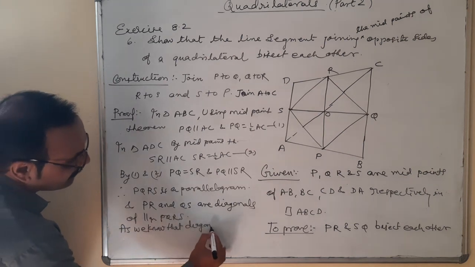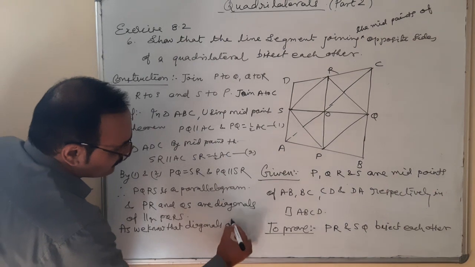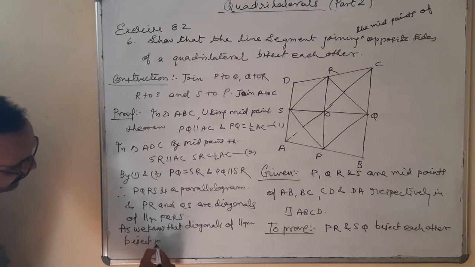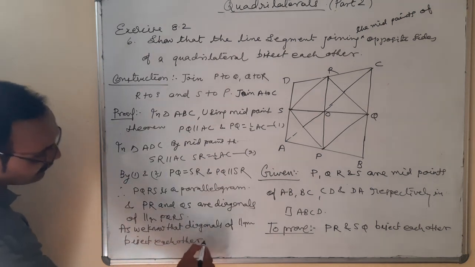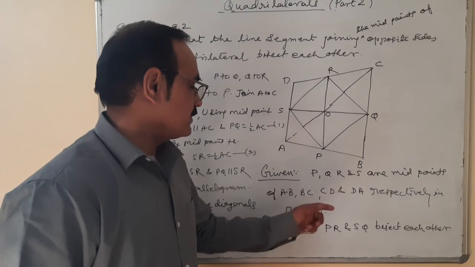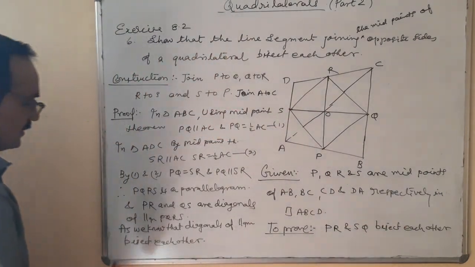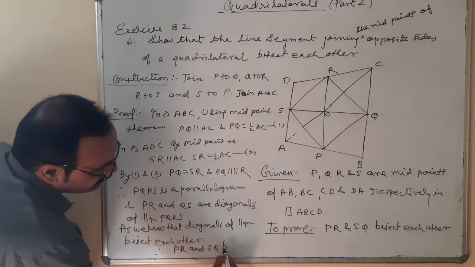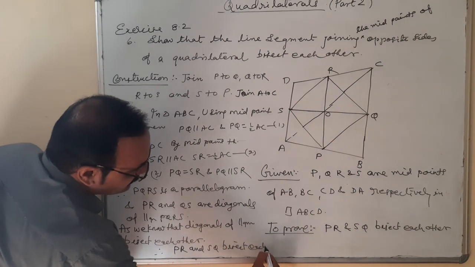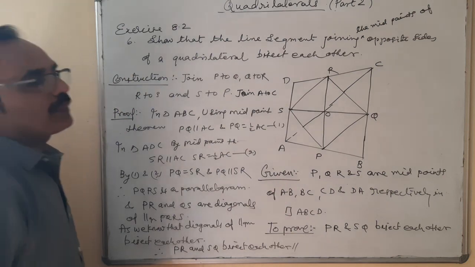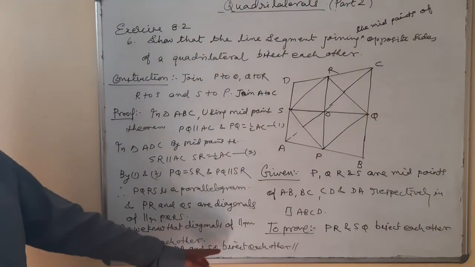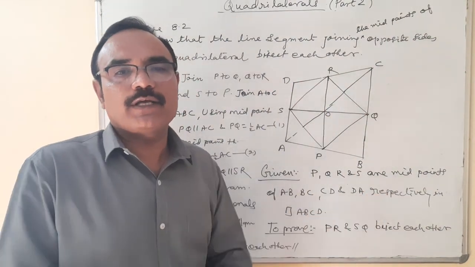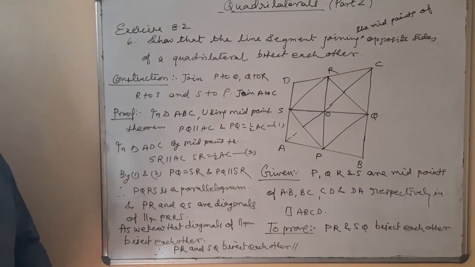Diagonals of a parallelogram bisect each other. Therefore, PR and SQ bisect each other. Proved. So first I have proved that it is a parallelogram. These are the diagonals of the parallelogram, and you know that in a parallelogram diagonals bisect each other.